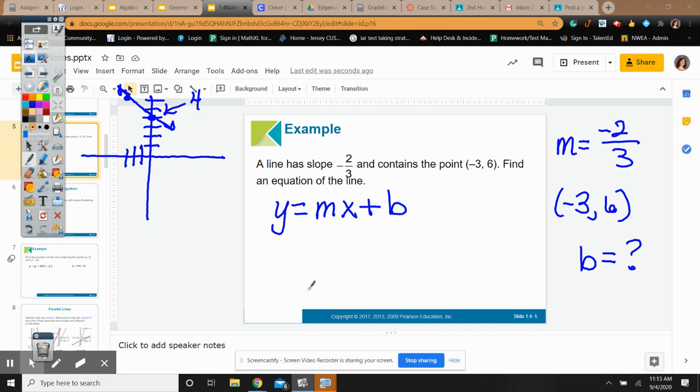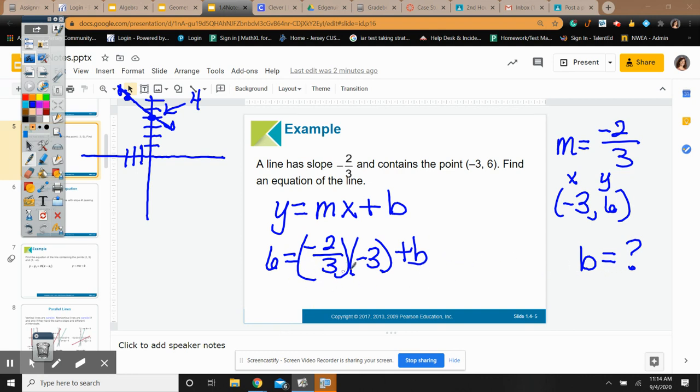So they tell me the m is -2/3, but they don't tell me what the b is. Instead, they give me this point. So this point is an x value and a y value. I can plug that into this equation. y is 6, equals -2/3 times x, which is -3, plus b, and I can solve it for b, which is what I needed for my equation.